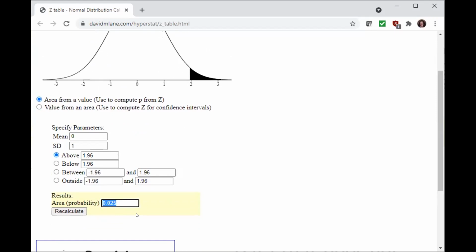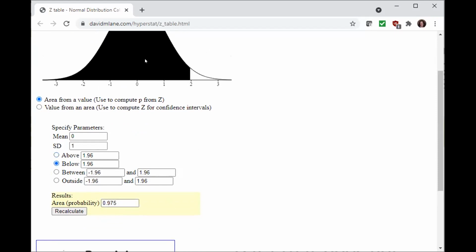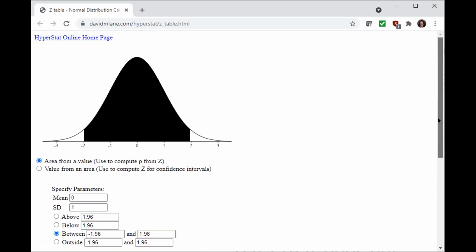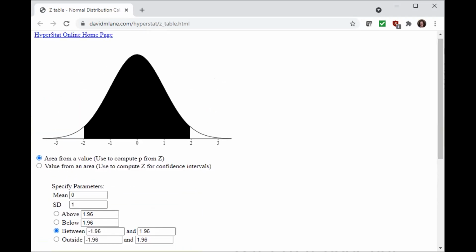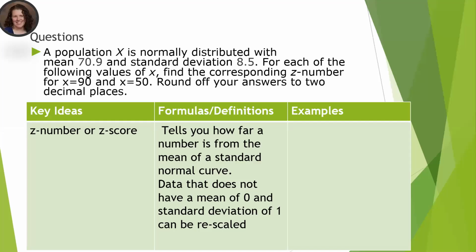Multiply that by 100, that's 2.5%. So just a little portion. If we were to look at below, that's 0.975 or 97.5%. And if we were going to click on between, it would be looking at between these two z-scores, the -1.96 and 1.96. It's saying this black area shaded is 0.95 or 95% of the bell curve is shaded right there. So hold on to that for a minute and we'll come back to it. This is a big concept, so we'll work a lot with it.